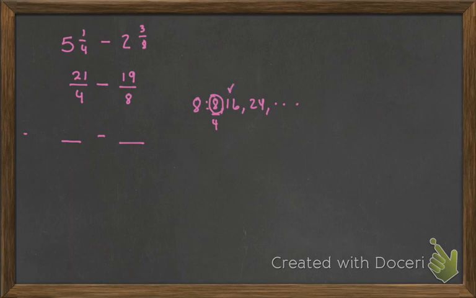Of course, it also goes into 16 and it also goes into 24, but we pick the smallest one and we bring it down. And we can carry it across. So next step, 4 is multiplied by 2 to get to 8. So we multiply 21 by 2 to get to 42. And to get from 8 to 8, we multiply by 1. So 19 times 1 is 19. Then the last thing we're going to do is subtract in the numerator to get 42 minus 19 is 23.